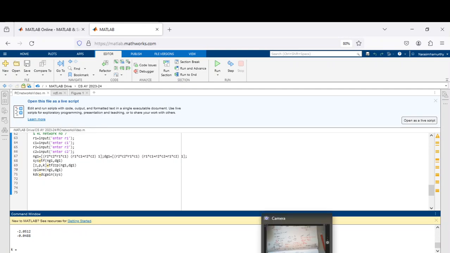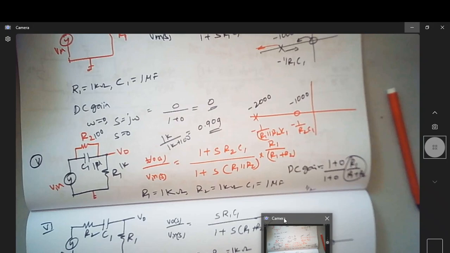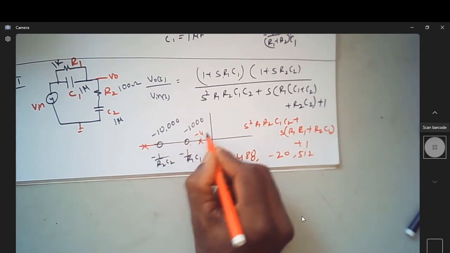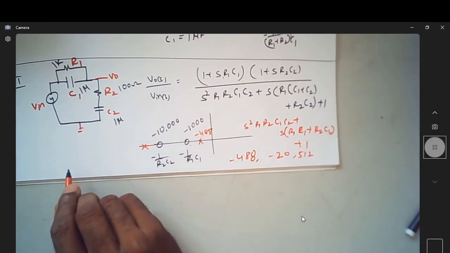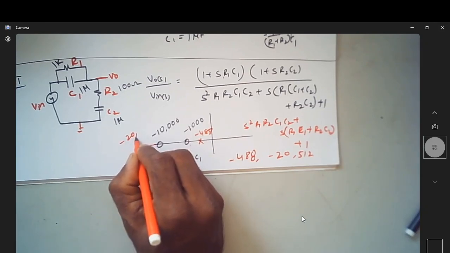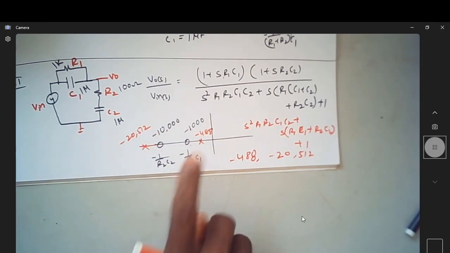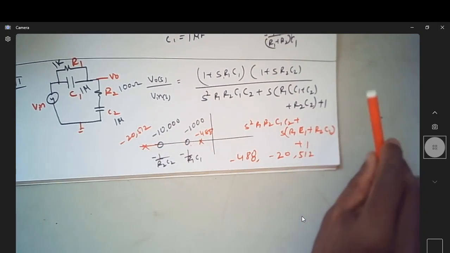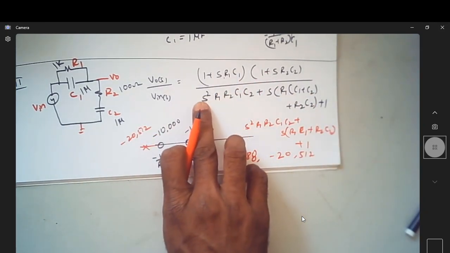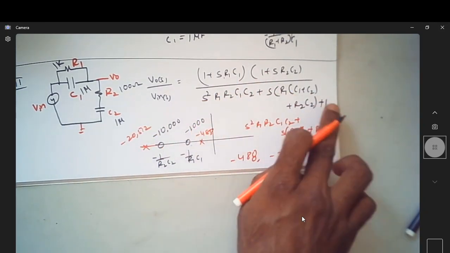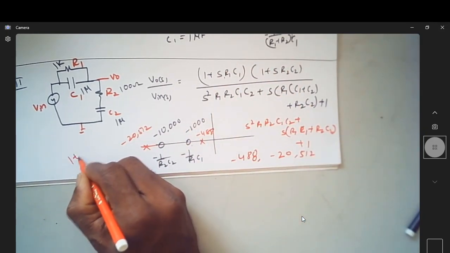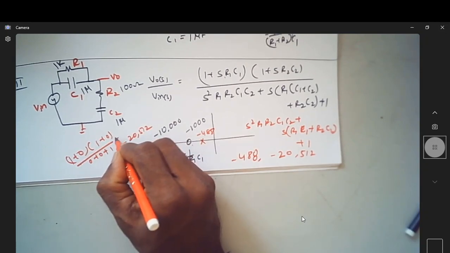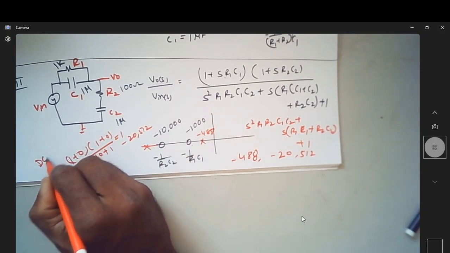If you have a look at it, this is the pole position. This is at -488, whereas this is at -20,512. So this is my pole position. This is my other pole position. These two are the 0 positions. So DC gain, suppose if you substitute S as 0 here, then this is 1, this is 0, this is 0, and you end up with 1 plus 0 by 0 plus 0 plus 1. So is it not 1? This is my DC gain.